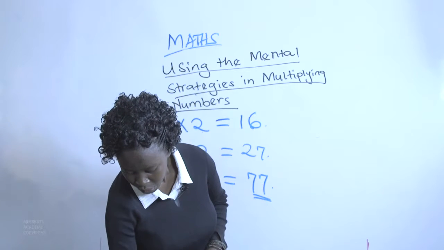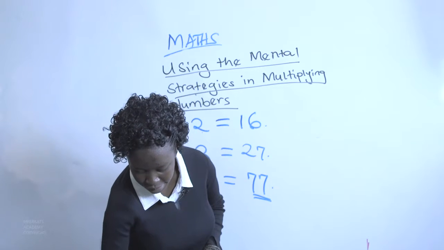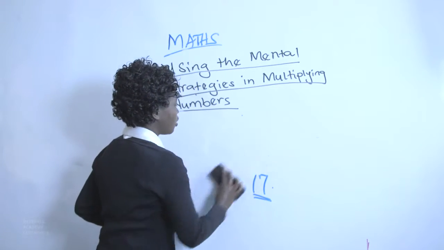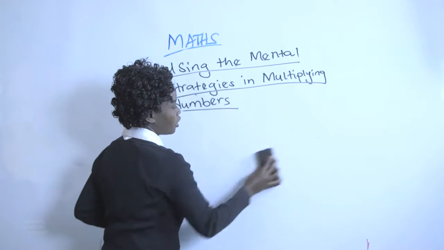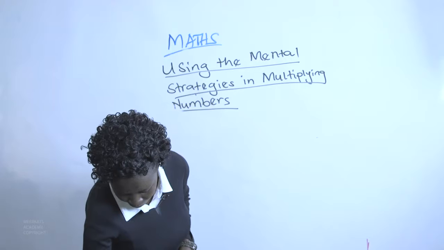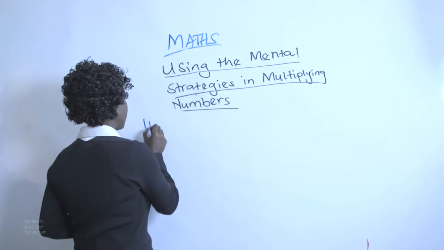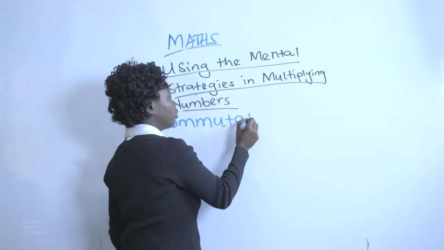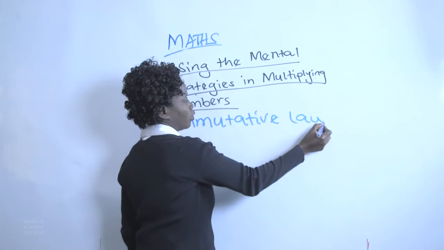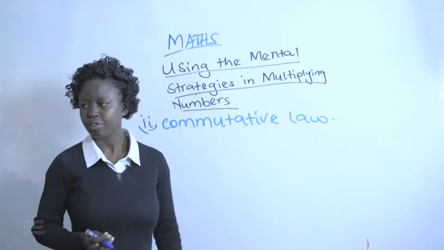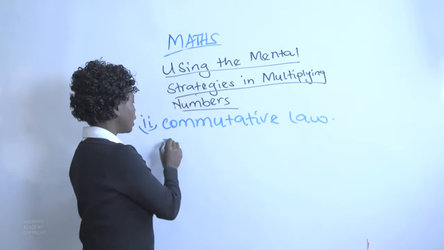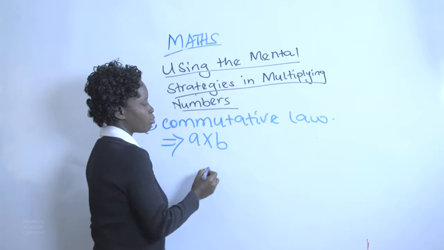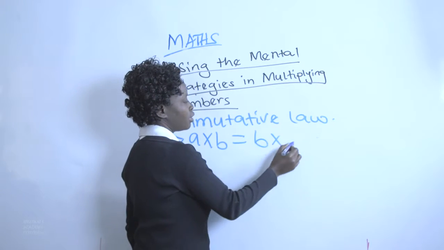Another way of multiplying numbers, the second strategy that is used in multiplication of numbers, is the use of the commutative law. Commutative law simply implies that if I have two numbers, A times B, then A times B is simply the same as B times A.